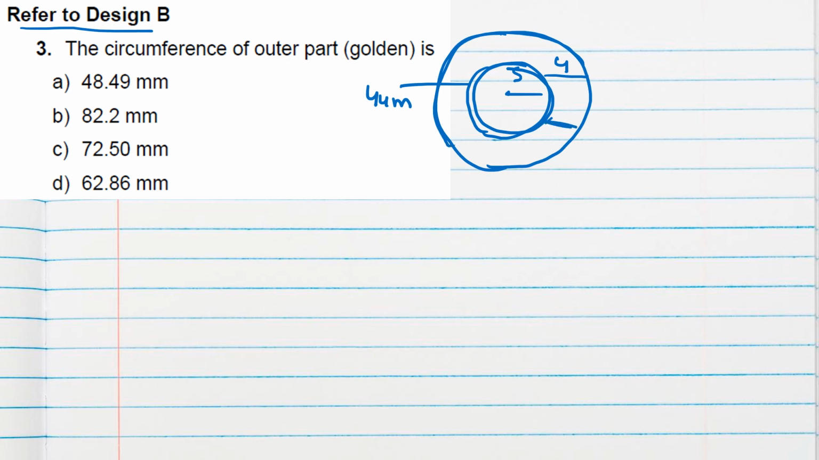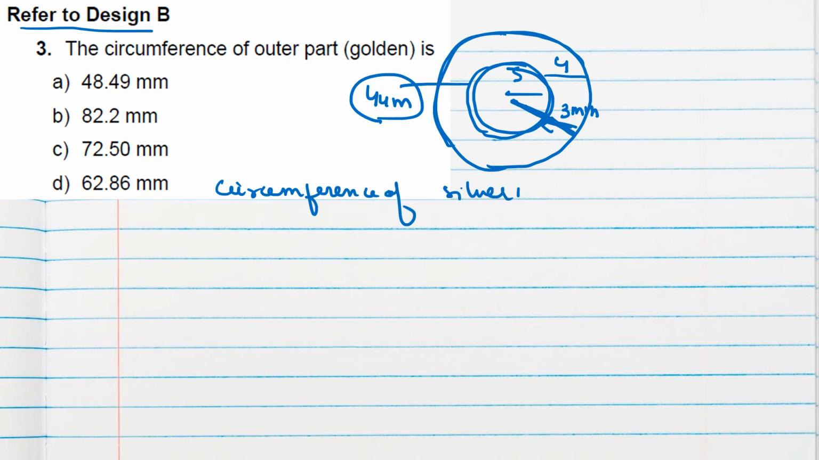The width is given to us as 3 millimeter. So if we find the radius of the silver part and add the width, we can find the radius of the gold part, isn't it? To find the radius of the smaller part, the circumference is given to us. So the circumference of the silver part will be, suppose, 2 pi r1. R1 I am taking for silver, R1 is the radius of the silver part, and R2 is the radius of the gold part, suppose.